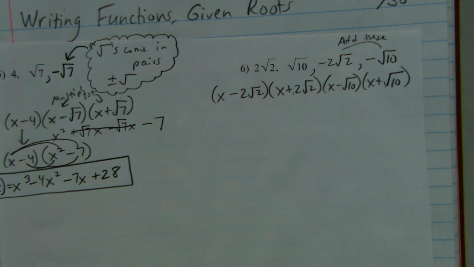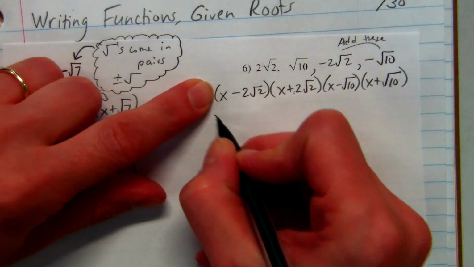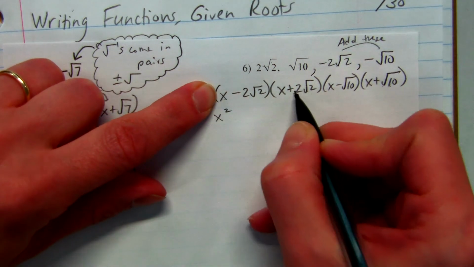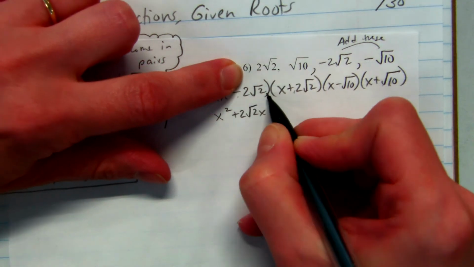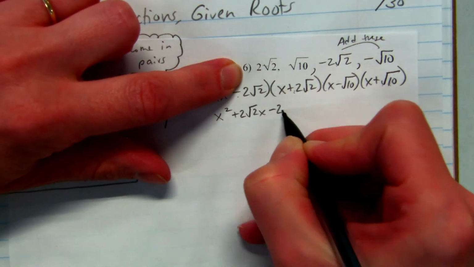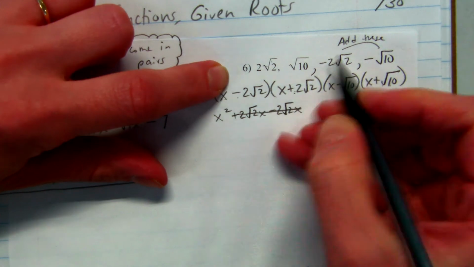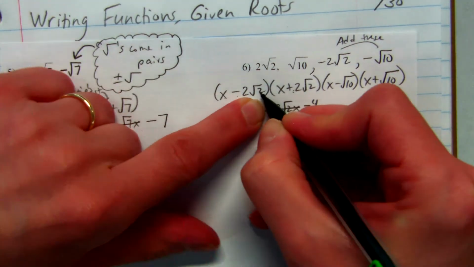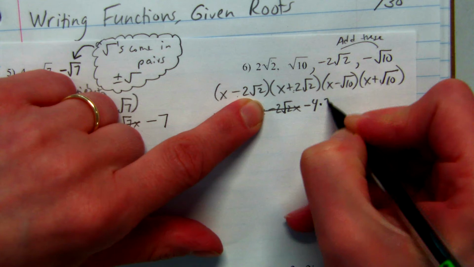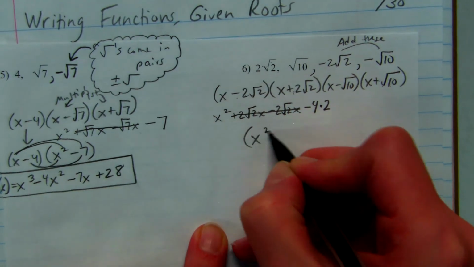So if I multiply these out, x times x is x squared. x times 2 radical 2 is 2 radical 2x. Negative 2 radical 2x happens next, so those are going to cancel. And then I'm going to have negative 2 times 2 is 4. Square root of 2 times square root of 2 is 2. So I'm actually going to have to multiply that together to get x squared minus 8.